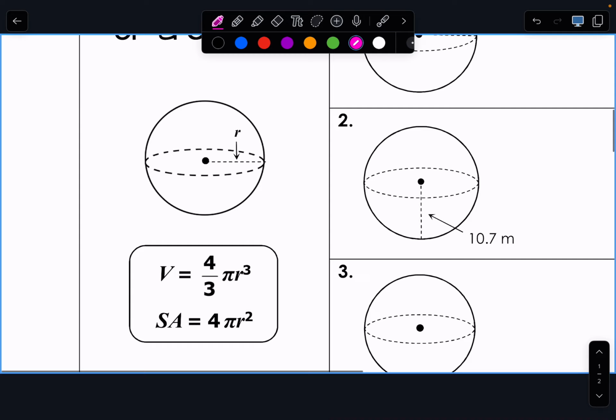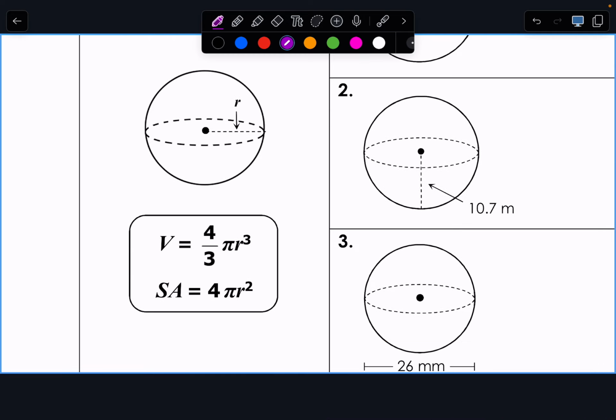Now, what I want you to do, come down here. I want you to circle this volume formula, and I want you to cross off the surface area. We're not doing the surface area formula. We are only doing the volume formula: 4/3 pi r cubed. So all we have to pick out from our sphere is the radius, and we need to be able to use our calculator correctly. If you don't have a calculator, I need you to get one now.